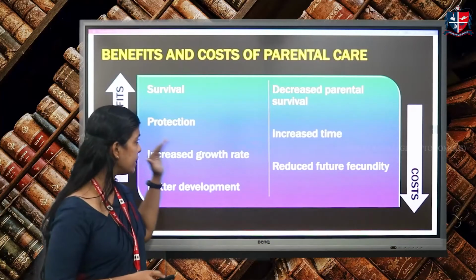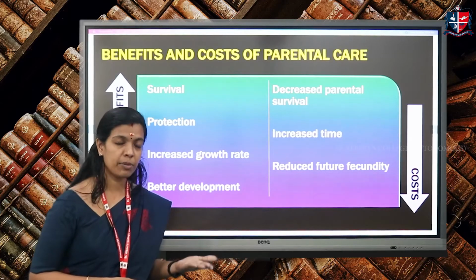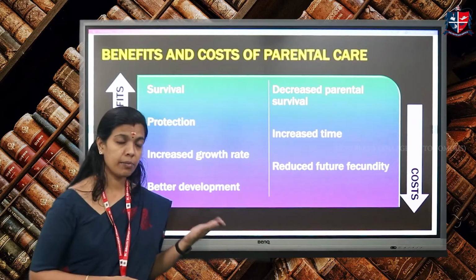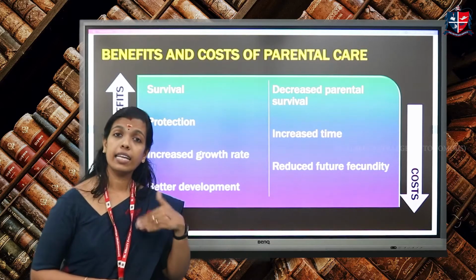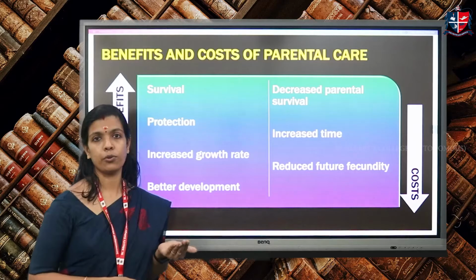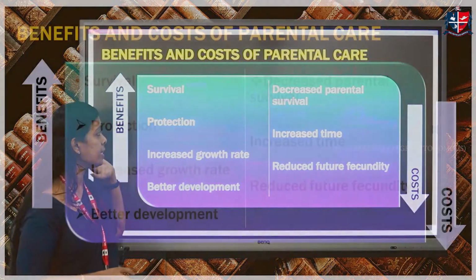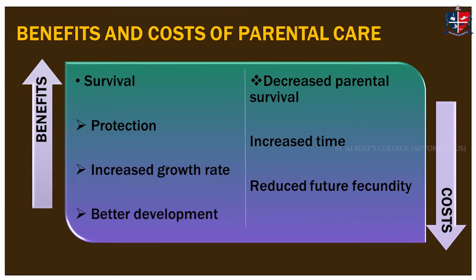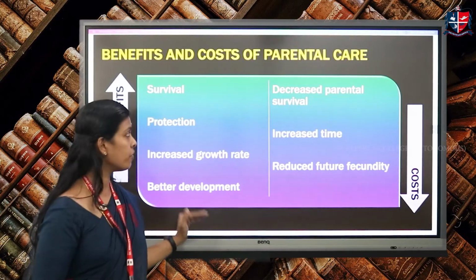So we had discussed the benefits, and to say parental care is any behavior that is exhibited by either sex, that is the male or the female fish, in bringing up the young ones, in improving their survival, in improving their growth. All this comes under the benefits of parental care, wherein the survival would be increased. There is a protection given to the young. They would be protecting these young eggs or the young ones from the predators, and there is an increased growth rate, and this would in turn lead to the better development of the young.